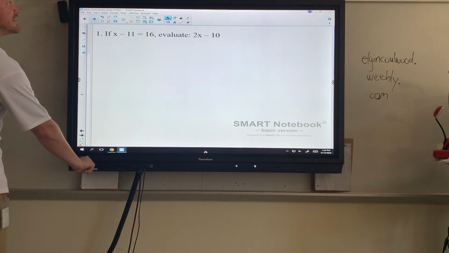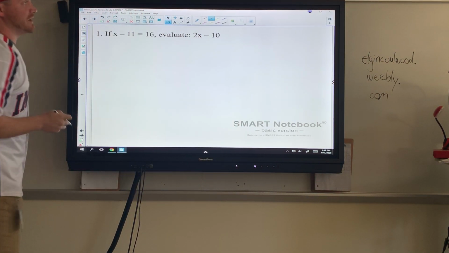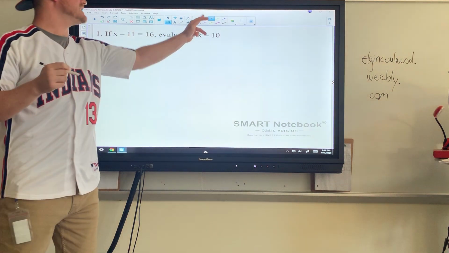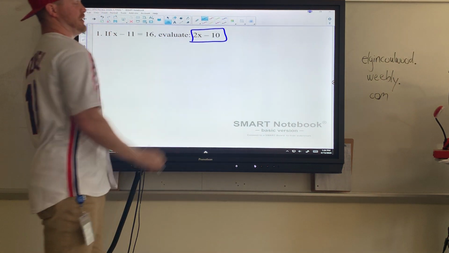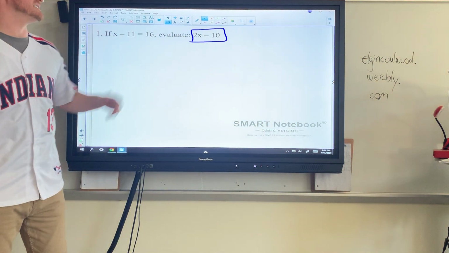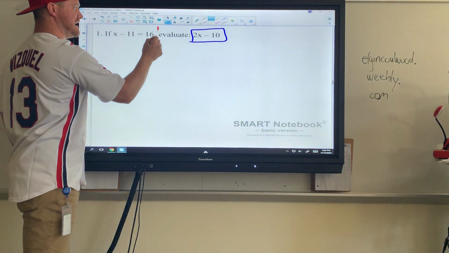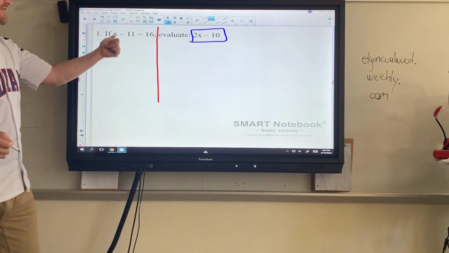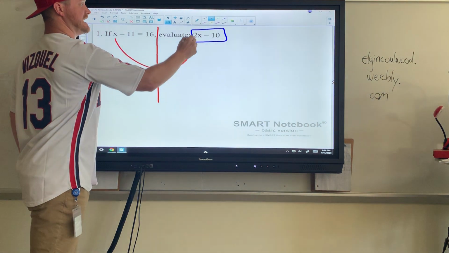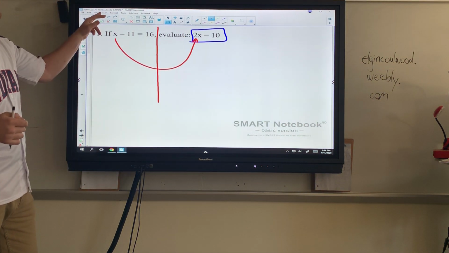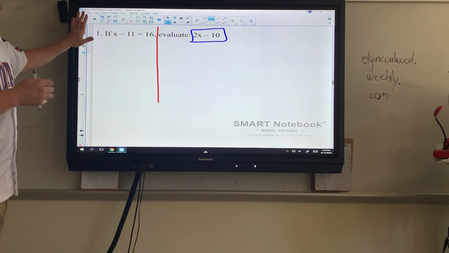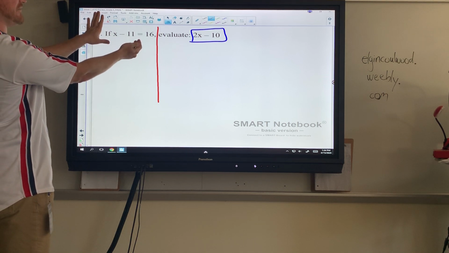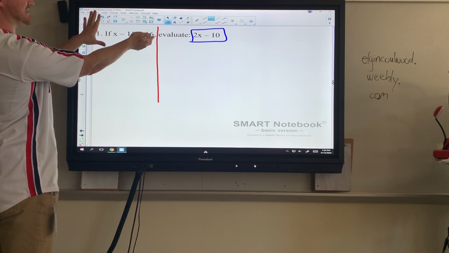All right, going over number 1. Now, eventually we're trying to figure out what this expression is. But in order to do so, we got to figure out what x is first. So we have to solve this left side, find the value of x before then substituting it into that x over there. So when I'm looking at this problem, we see x minus 11 equals 16, or some number minus 11 equals or is the same as 16.